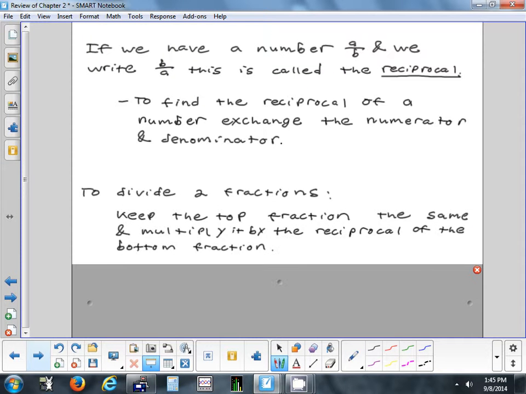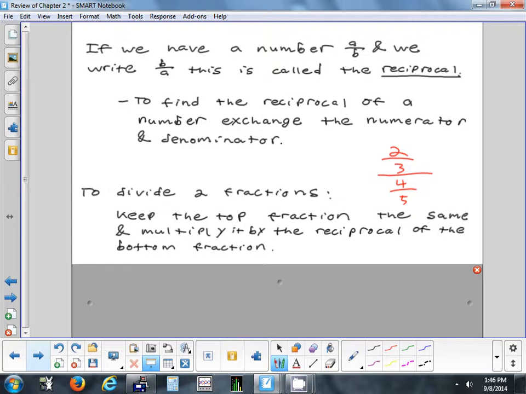When we divide, if I give you two fractions, I'll give you some examples, and I'm going to have you try them. If I said to take 2/3 and divide by 4/5, you keep the top fraction the same. You don't do anything to it. Keep it exactly the same.